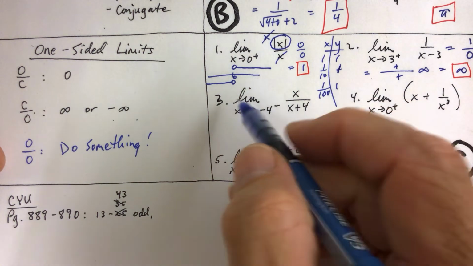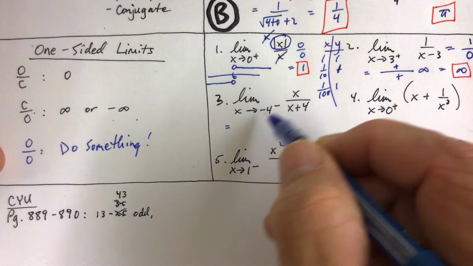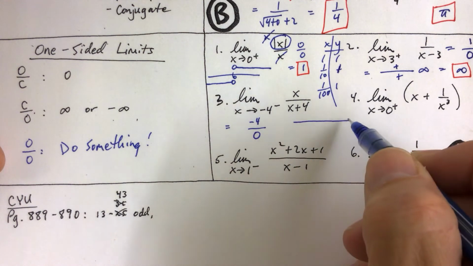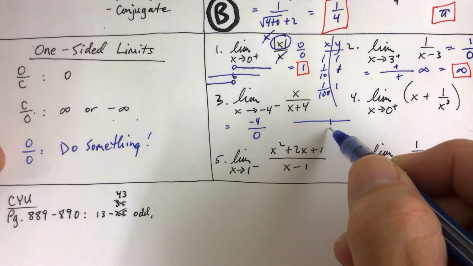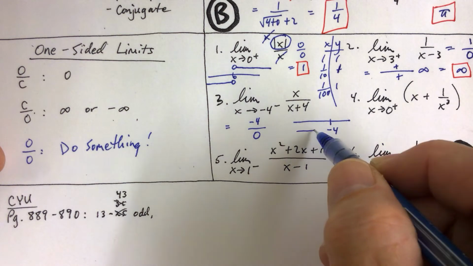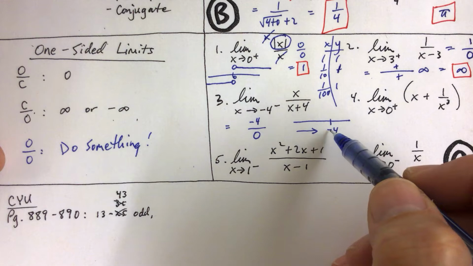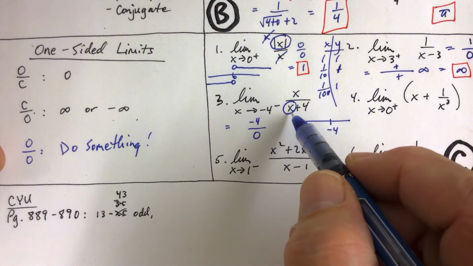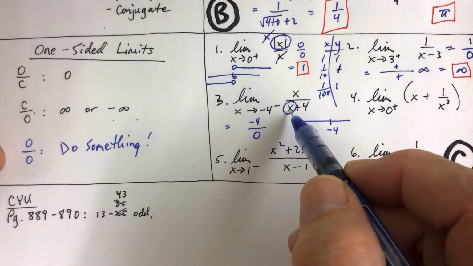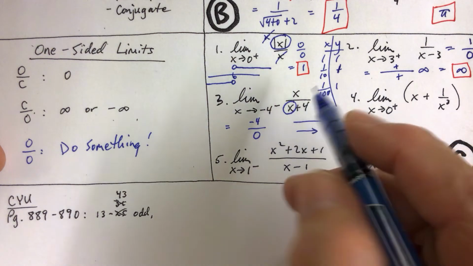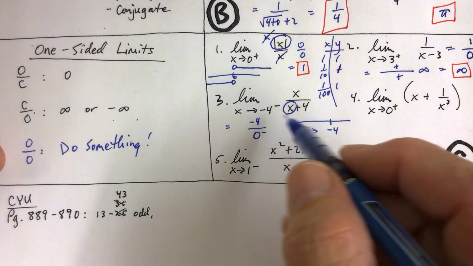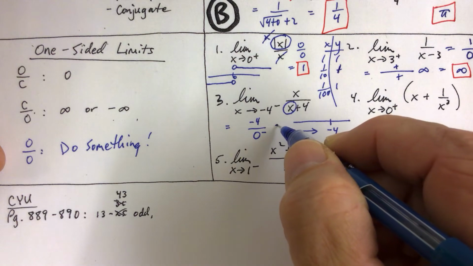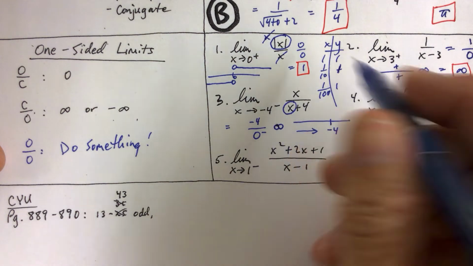Now likewise, over here for number 3, the numerator is approaching negative 4. The denominator is approaching 0. The question is, is the denominator approaching 0 from the left, or from the right? If x is approaching negative 4 from the left, and you think about replacing this x with, let's say, negative 4.1, negative 4.01, and you add 4 to that, you're still going to get a negative number. And so therefore you have a negative divided by negative, and then you get a positive infinity.